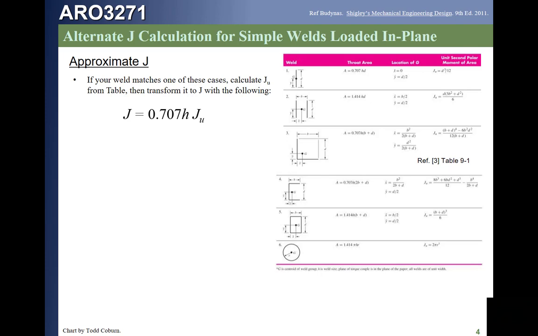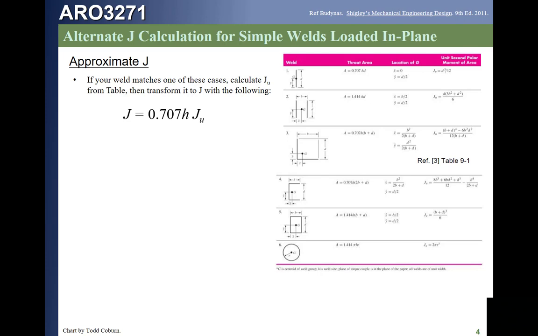In that case, this table gives us what the weld area is, what the location of the CG of the weld is, and what the torsional constant is. Now, one word of warning: the torsional constant shown in the table is not the full torsional constant. It is just a portion of it. We can call it the unit torsional stiffness, J sub U, and we will then need to multiply by the weld dimension 0.707H for fillet welds.